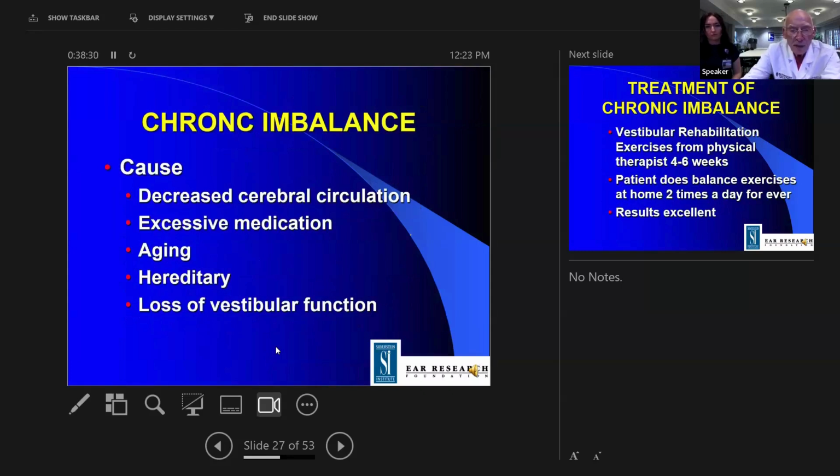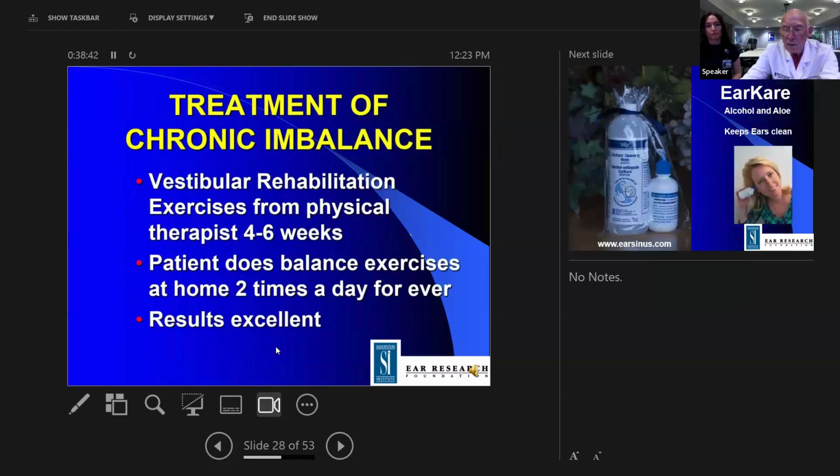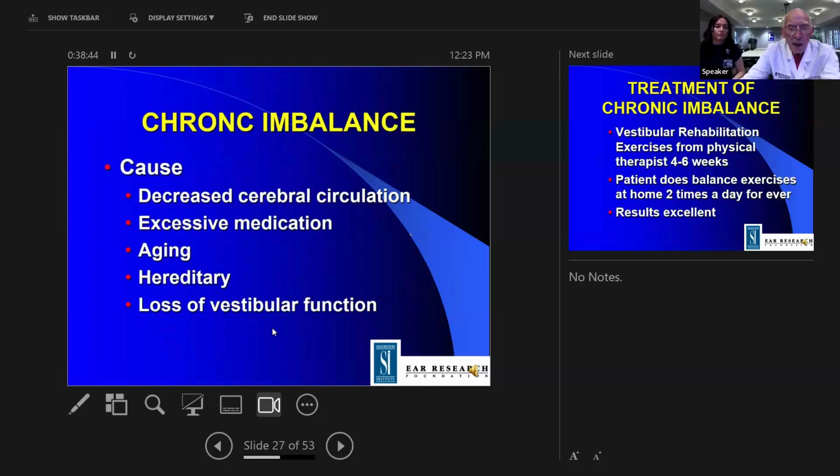So chronic imbalance is usually caused by decreased cerebral circulation of aging. As we get older, we have a tendency to lose our balance. And many times excessive medication can cause imbalance. Like I said, aging, hereditary causes, and a loss of vestibular function as we age.